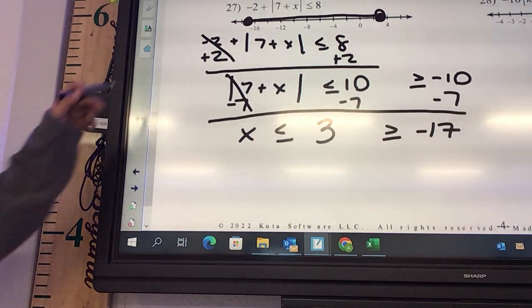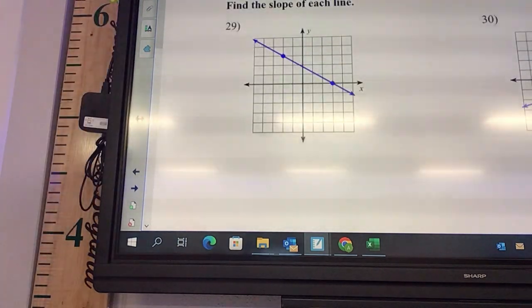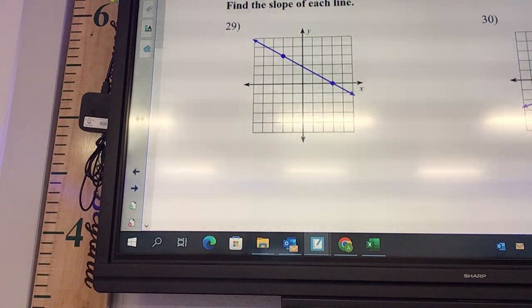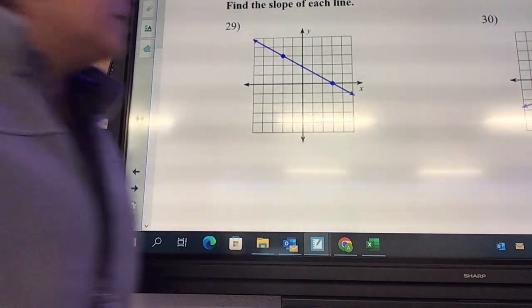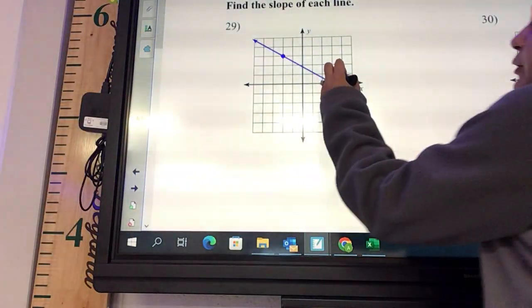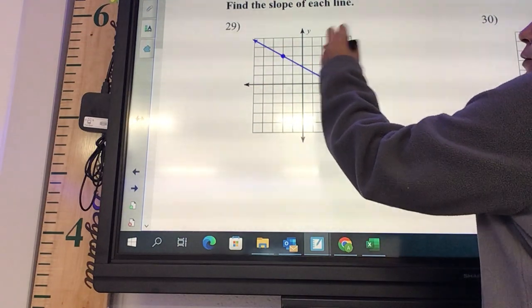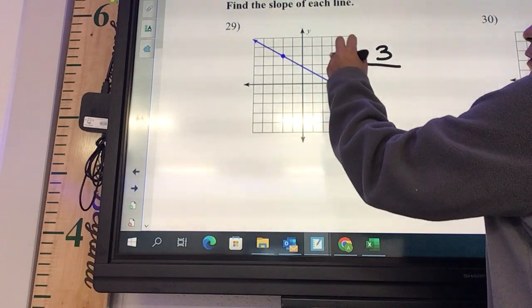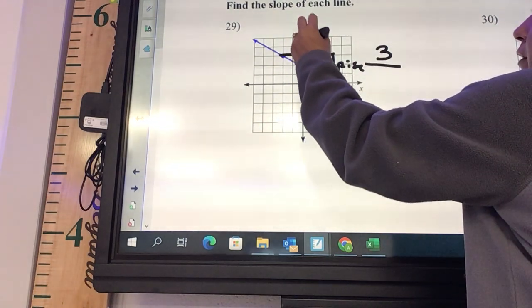Ready? Okay, find the slope of the line. How do we find the slope? Rise over run. We count from which one? Yeah, so we're going to count from the bottom one. So how much do we rise? 1, 2, 3. Over 5. This is our run.